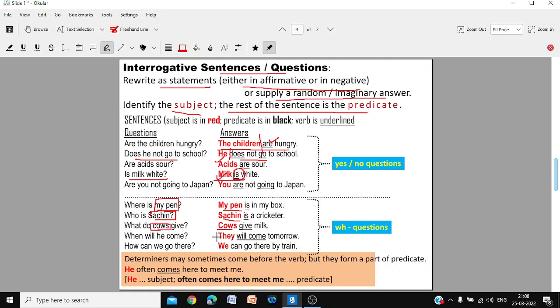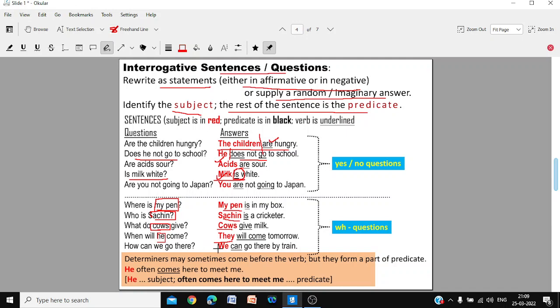When will he come? So it should be when will he come or when will they come, whatever it is. They will come tomorrow. Make it they. It should be they. When will they come? They will come tomorrow. So they, that is a subject, and the remaining predicate.